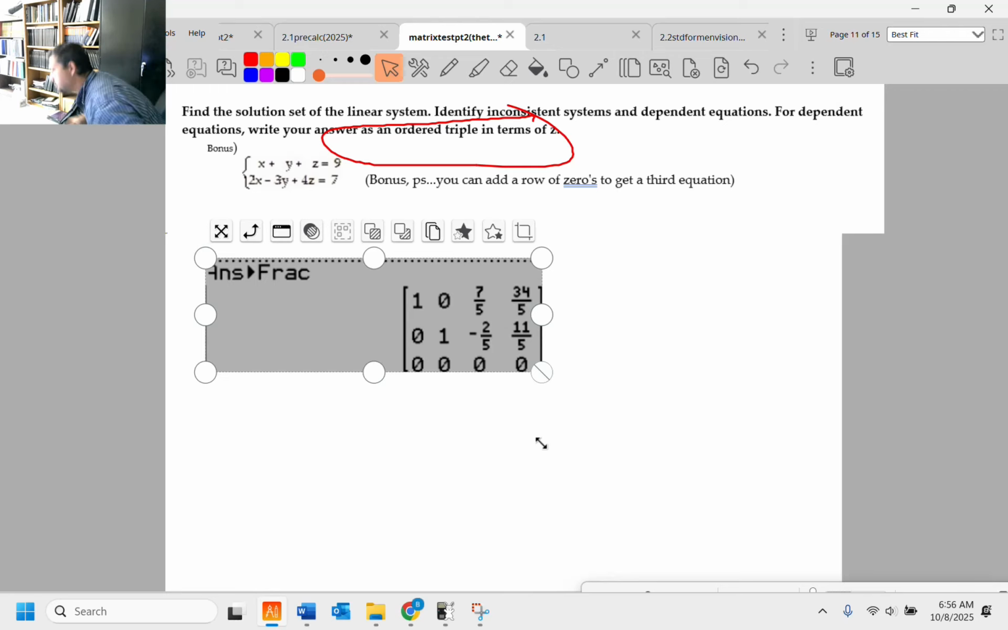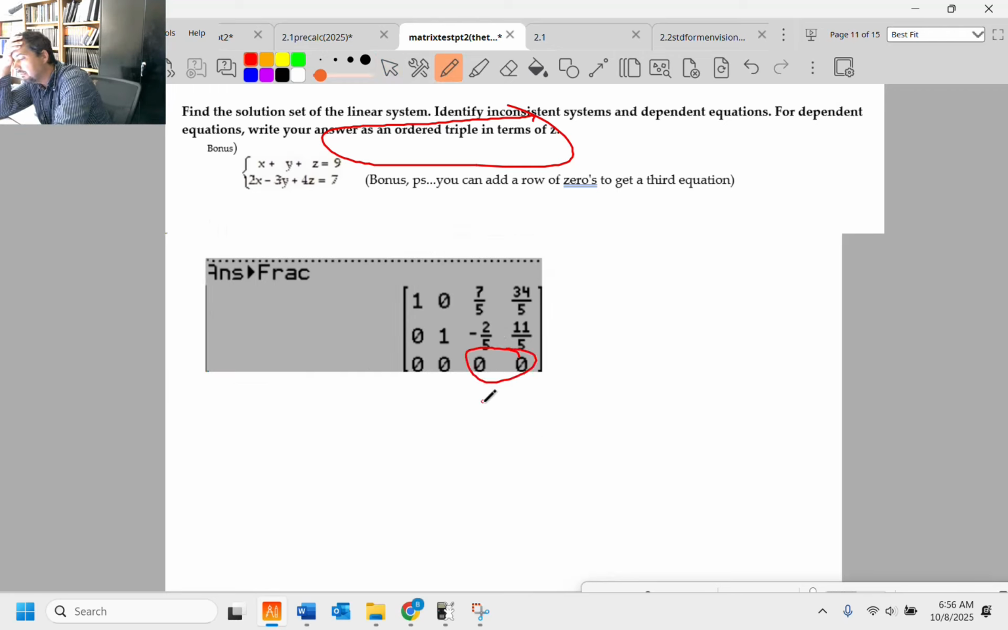So anyways, interpret. Now, it says 0 equals 0, which is a true statement. This is consistent, dependent upon, remember this row is about z. Now, take each line and write your equation. X plus 7/5 of z is equal to 34/5, and do isolation.